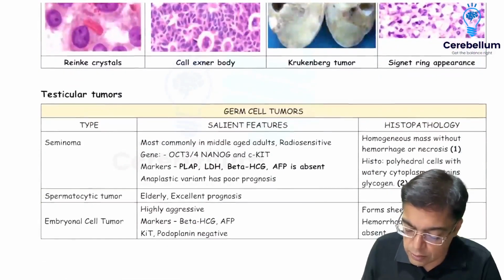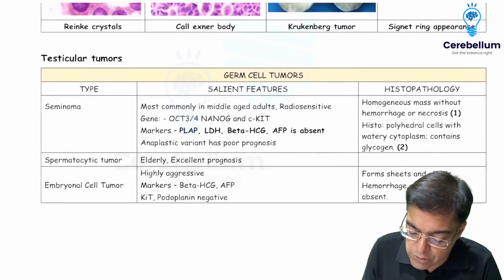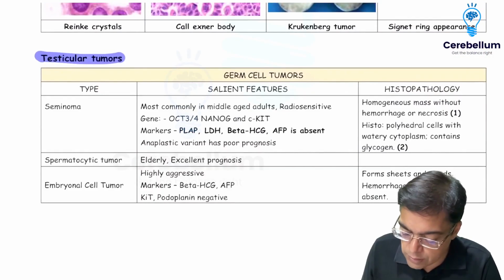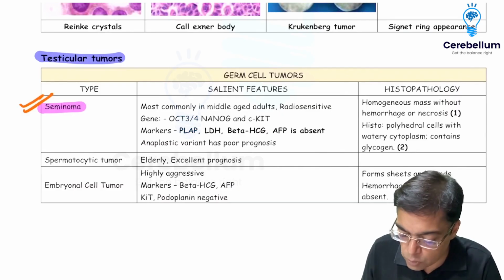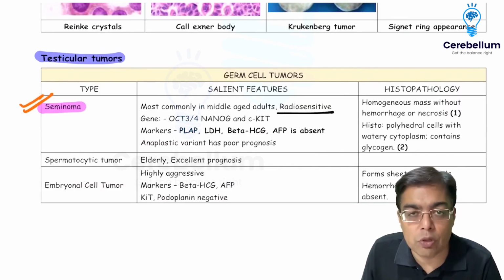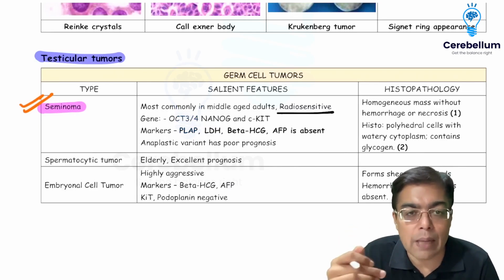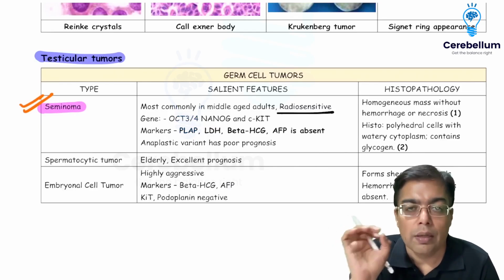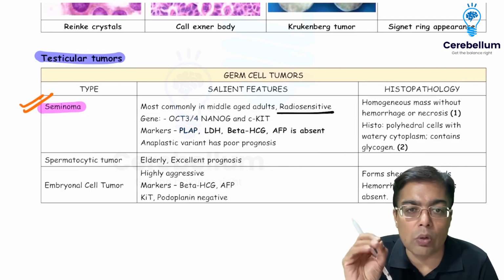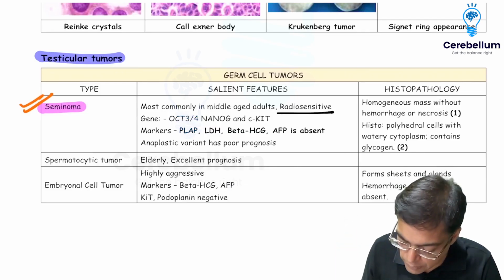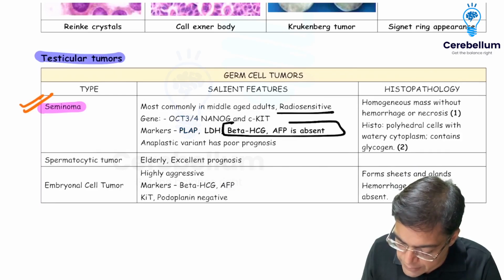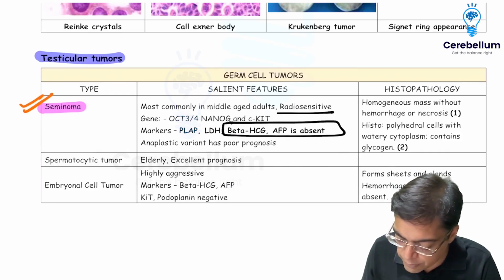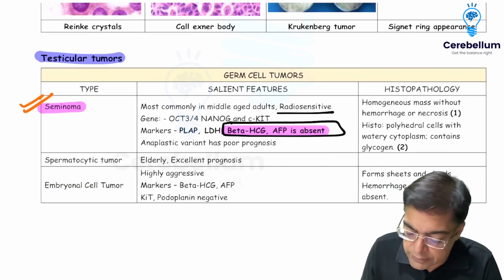Just like the ovarian carcinomas, if you have to have a revision about the testicular tumors, we just need to be familiar with them. Again, almost a similar discussion. The most commonly asked tumor that is observed clinically in case of middle-aged adults happens to be a seminoma, highly radiosensitive tumor. Same markers, c-KIT, PLAP, OCT, NANOG are going to be there. And we need to remember that when we are talking about the beta-HCG and AFP, they are going to be absent. Beta-HCG and AFP are going to be absent. That should have been written in a different line, but then all of you are intelligent enough to decode that as well.